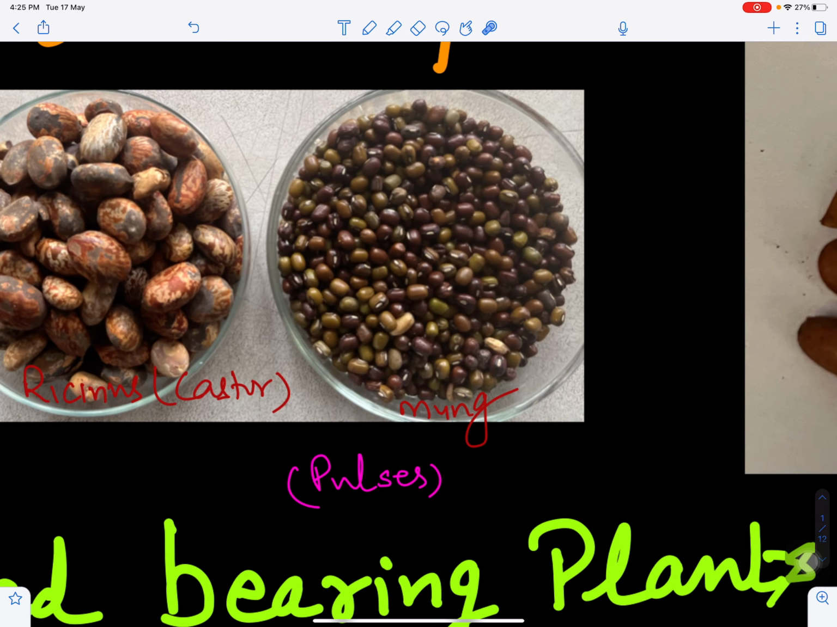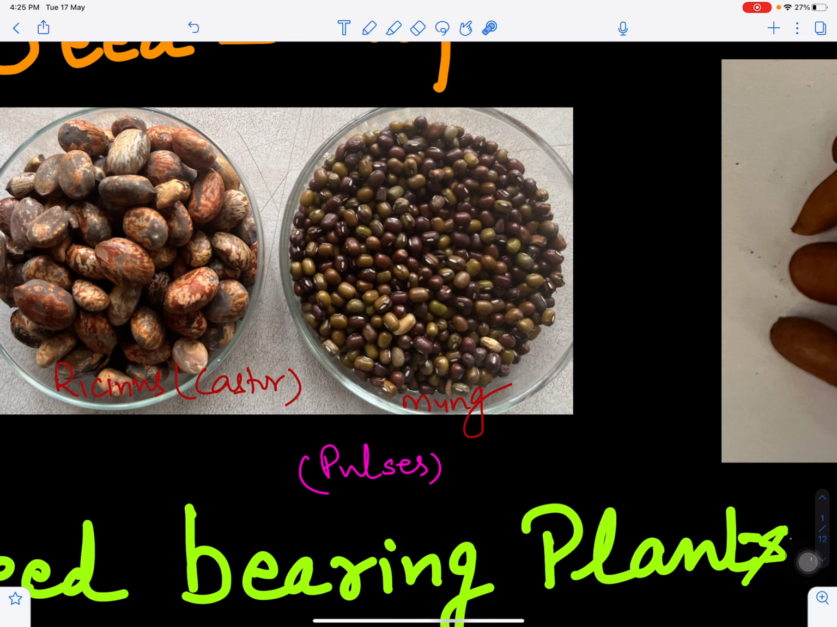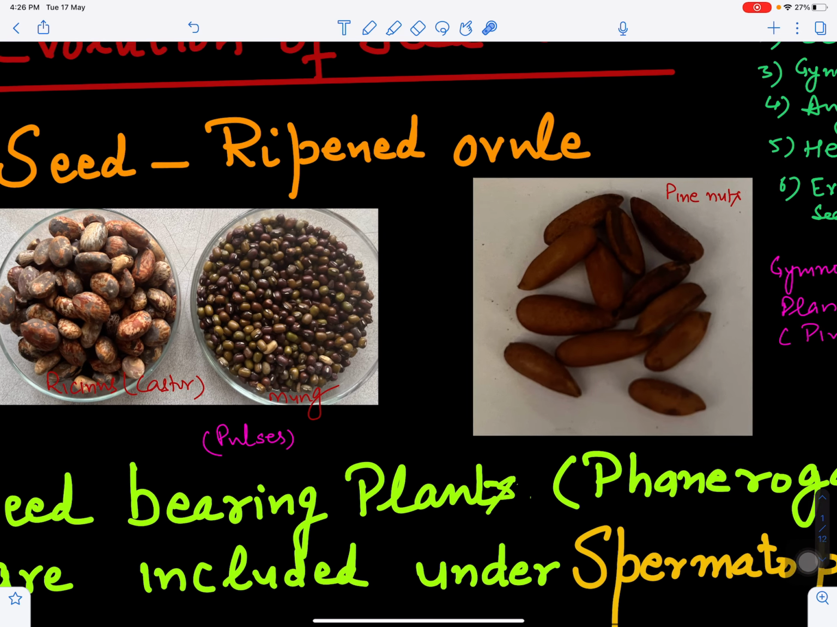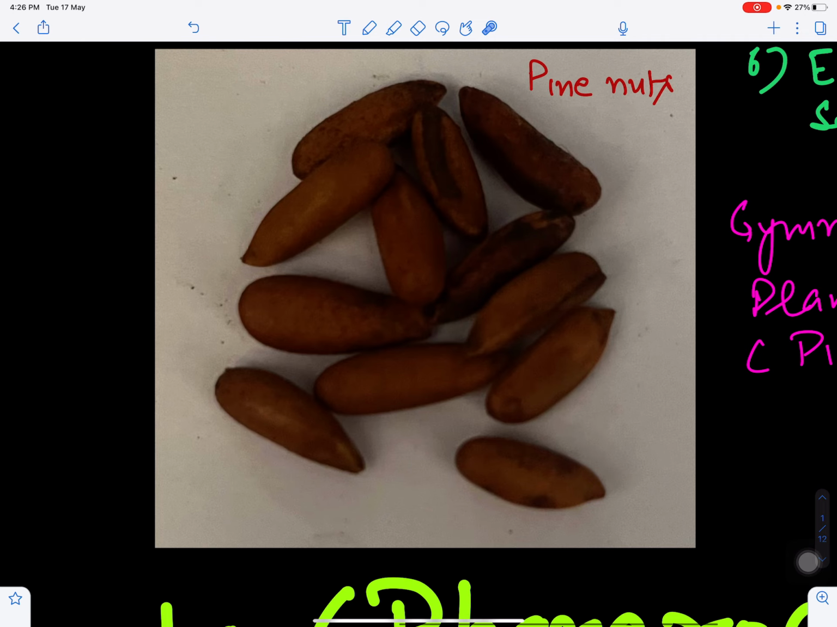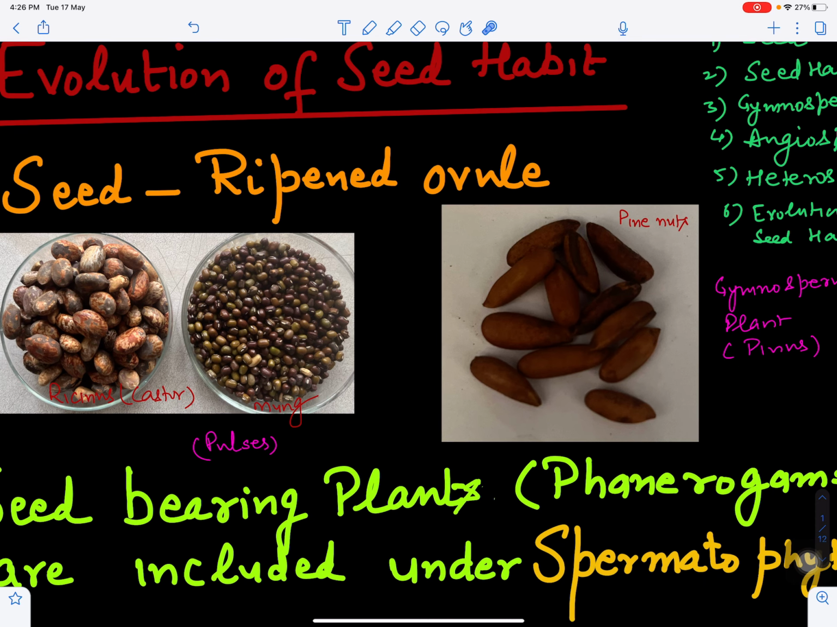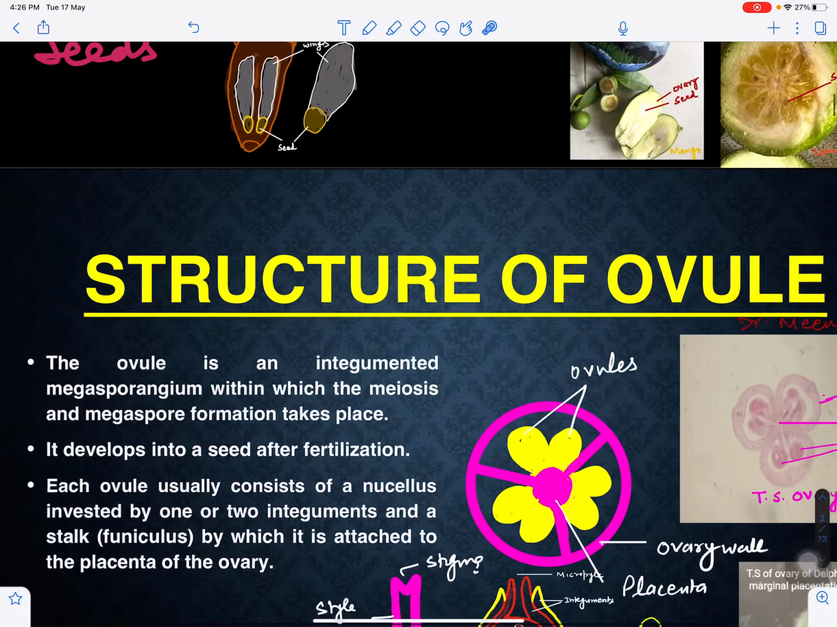Now we can see here, these are the seeds of angiospermic plants. This is castor seeds, these are moong seeds. जितनी भी pulses हैं उनमें ये seeds हैं. तो ये यहाँ पे हम मूंग seed ले रहे हैं. And this is about pine nuts, which are of Pinus, which is a gymnospermic plant. So how this ovule ripens to form seed, this we'll discuss.